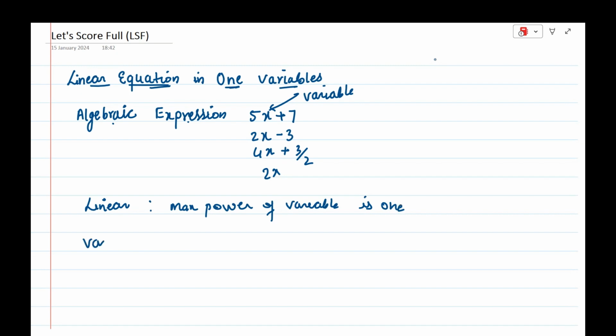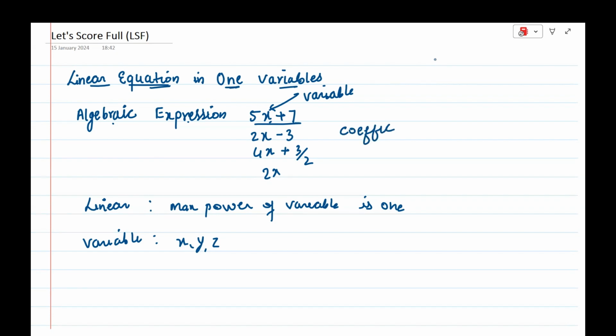Variable can be anything like x, y, z, whose value is unknown. Algebraic expression is simple in terms of a variable and some constant. Take the example of 5x plus 7. So x is variable, 5 is coefficient. The number written in front of a variable is known as coefficient.